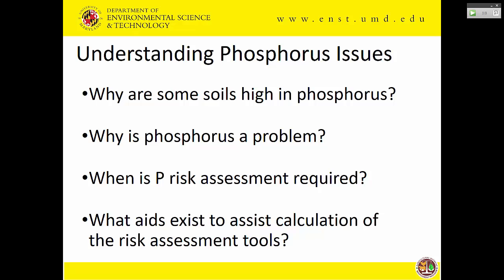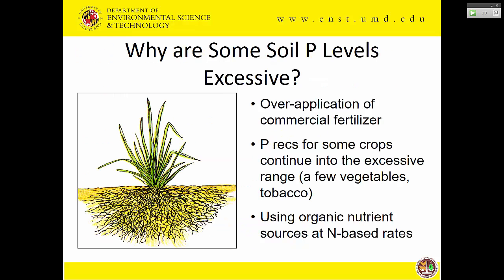So first of all, why do we need these tools to begin with? Why are some soils high in phosphorus? Why is phosphorus a problem? When is the phosphorus risk required? And what aids are out there to help you calculate these tools? So understand the first three things, and we have some tools out there that will make the calculation of these others as easy as we possibly can.